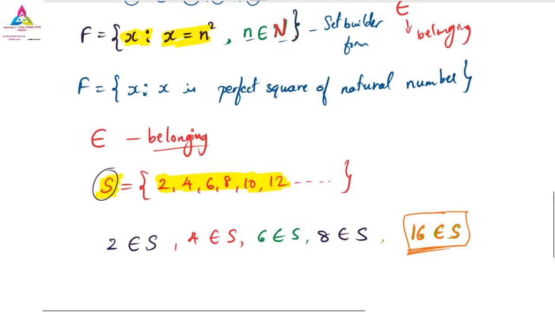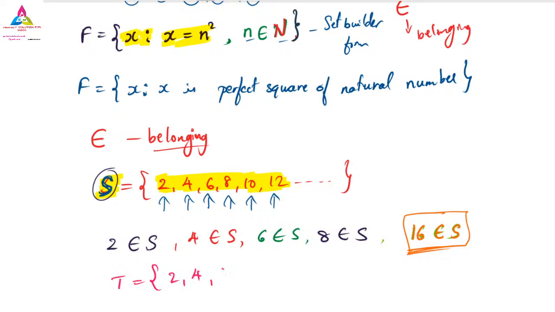Because you can see this S is a number set containing the elements, and you can go through the logic. What is the logic behind it? All are even numbers. And most importantly, if I write T also, and write it this way, you can find the difference. There are lots of differences we have.